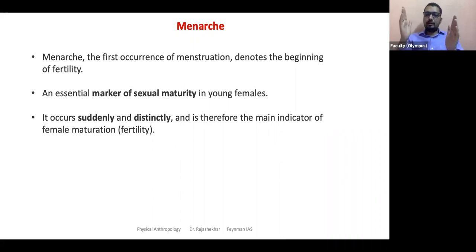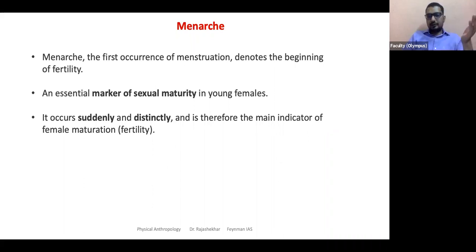If not, at what age does this process normally cease? What is the difference between the menarche process and the process where the cessation of conception happens? So we are going to learn those concepts.